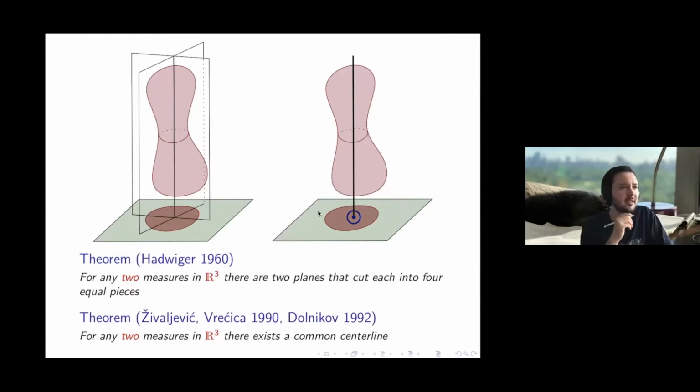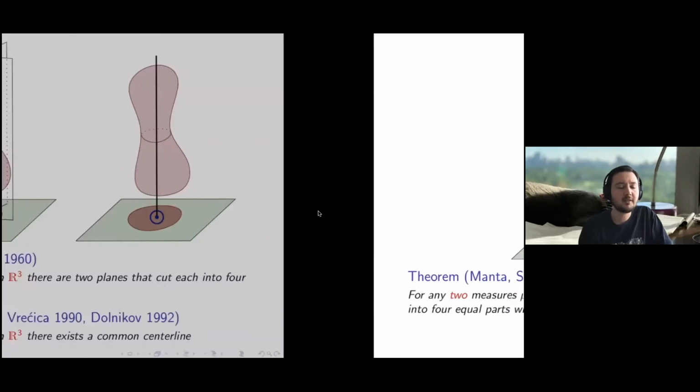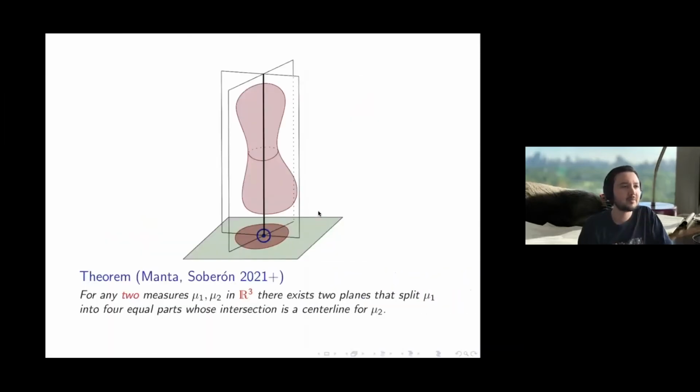And one of the first things I did with Michael was to think about a combination of these 2 results. So the way we combine them is the following. I give you 2 measures, mu1 and mu2, and then I can find 2 planes that cut mu1 into 4 pieces of the same size, but the intersection of the 2 planes is a center line for the other measure. And so this really combines the 2 previous results. One thing which I like about this is, if you think about the case mu1 equals mu2.